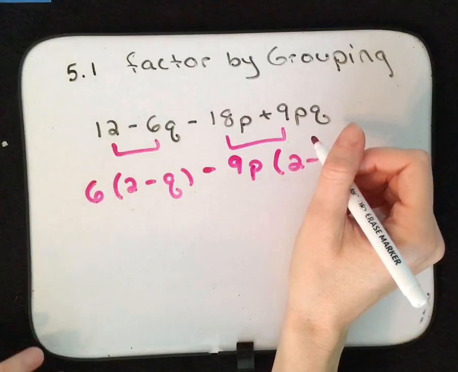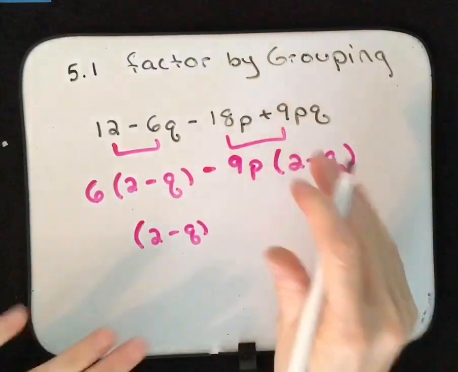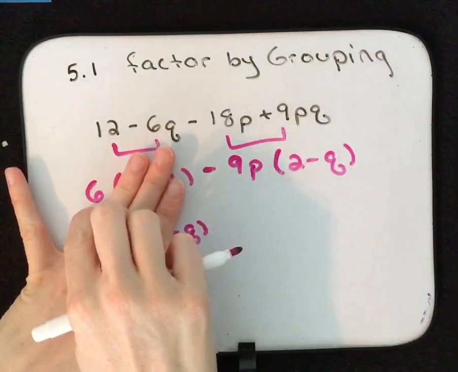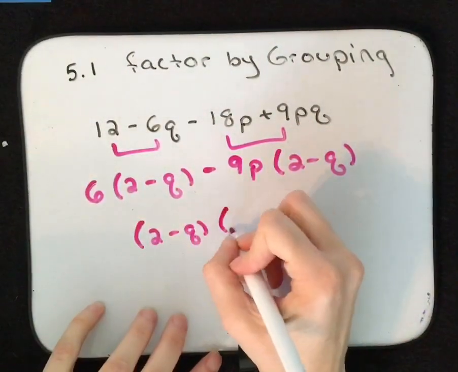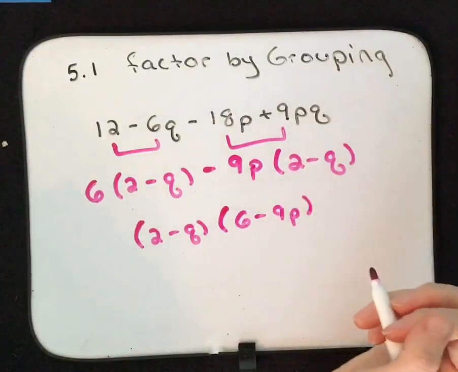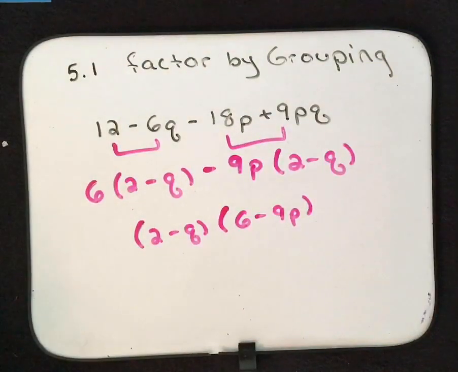So now we look to see what's in common. I have 2 minus q. If I pull out 2 minus q from both pieces, here we're left with a 6. Here we're left with minus 9p. So that would be our factored form, but wait, look at it very closely.